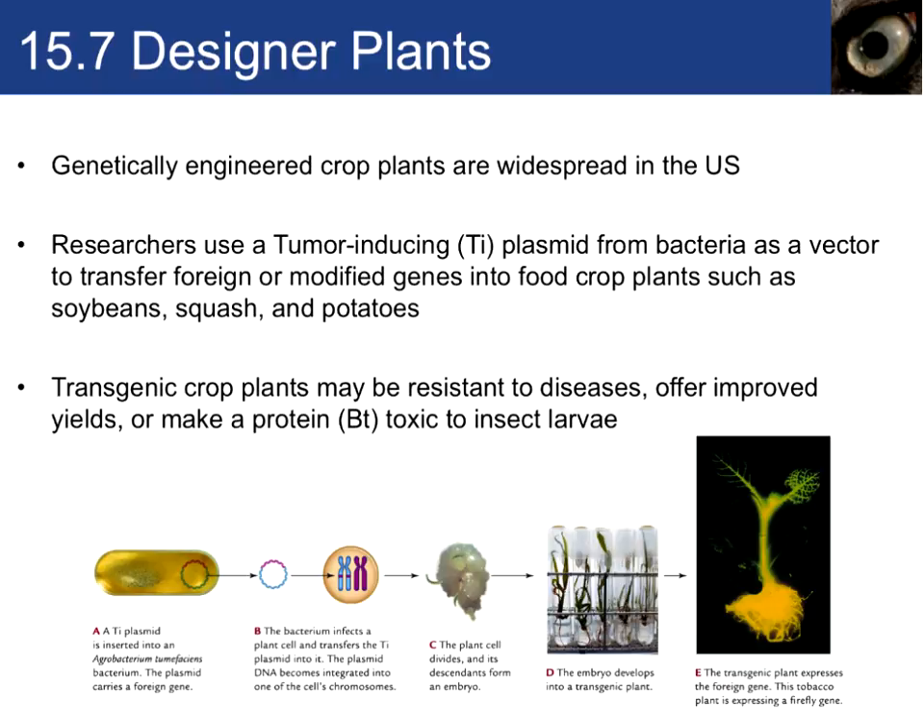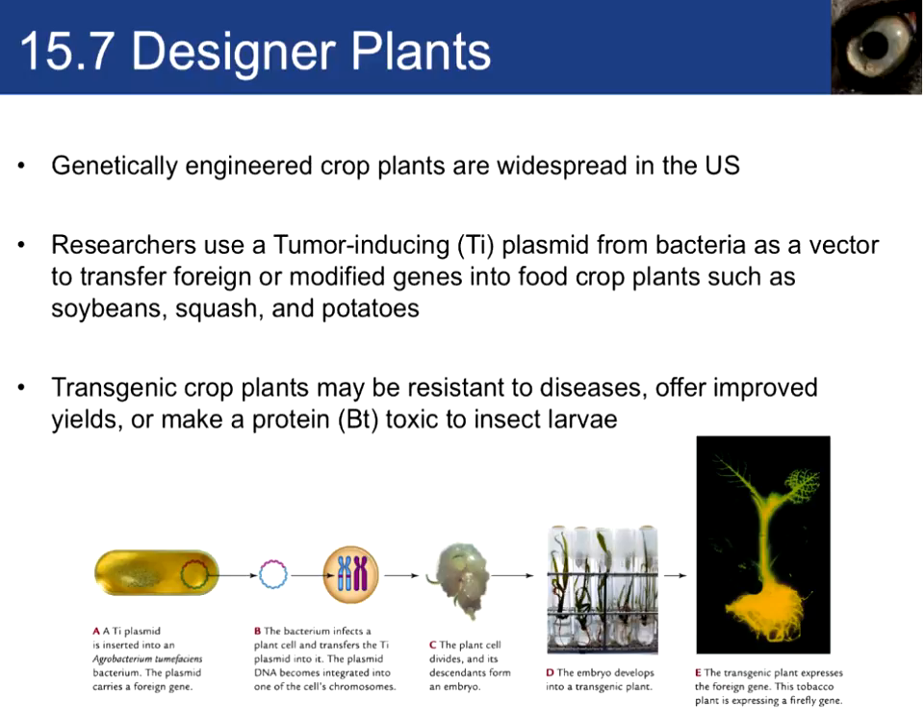Genetically engineered crop plants are widespread in the U.S. Researchers use a tumor-inducing plasmid from bacteria as a vector to transfer foreign or modified genes into food crop plants, such as soybeans, squash, and potatoes. Transgenic crop plants can be resistant to diseases. They offer improved yields or make a protein that's toxic to insect larvae. This allows less insecticide to be used.